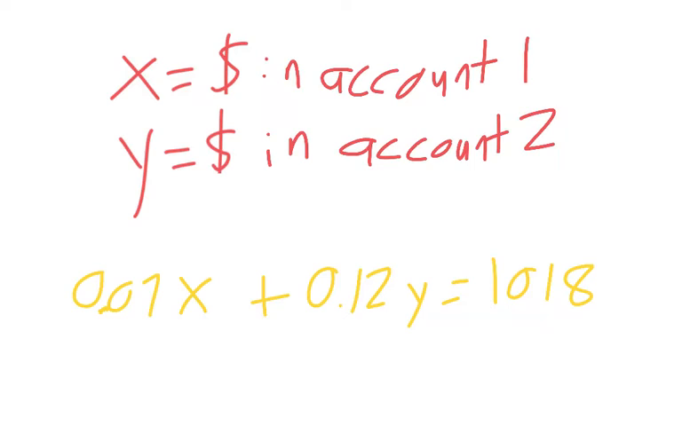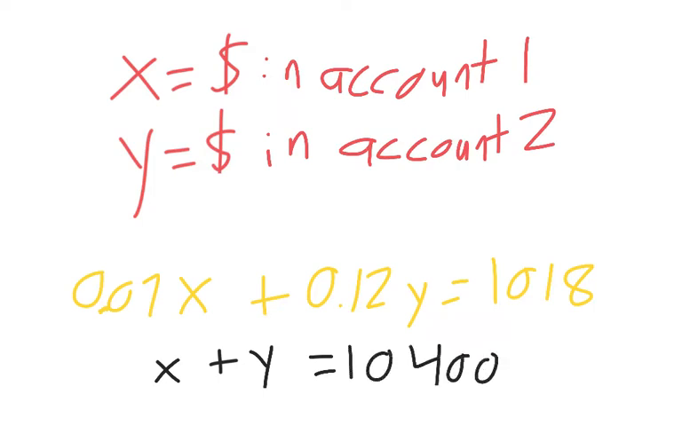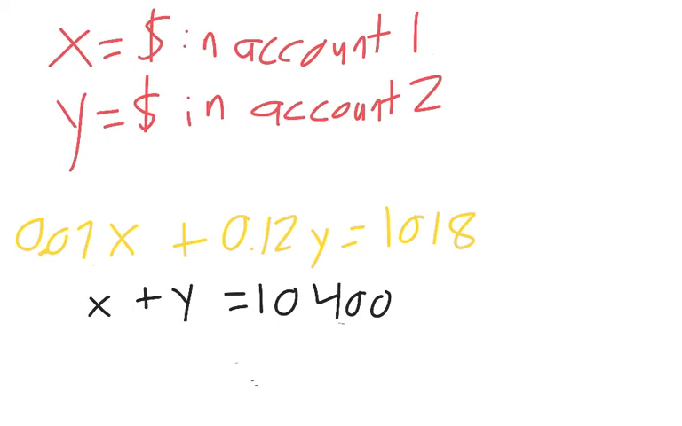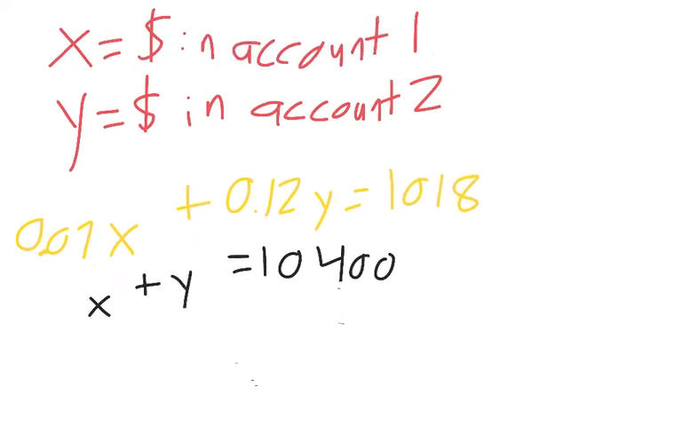And the second thing we know is that in total, he invested $10,400. So if I add what he invested in account 1 with what he invested in account 2, it has to be $10,400. So now you've got a system of equations that you could use either substitution, elimination, or graphing to solve. For me on this one, I would probably use substitution, but it doesn't matter which one you use.